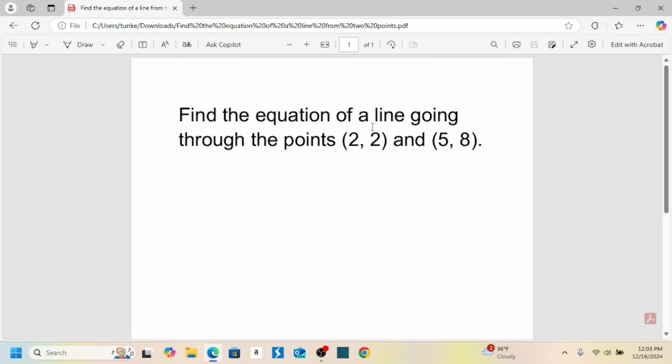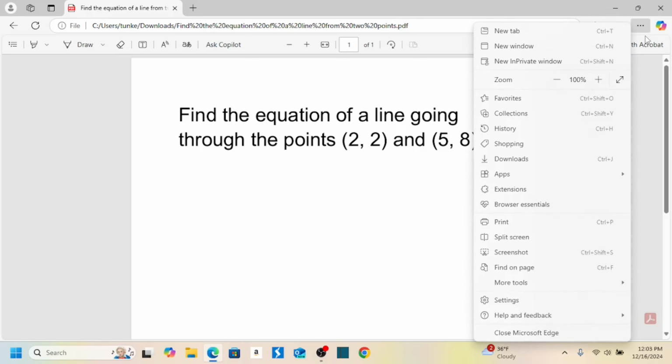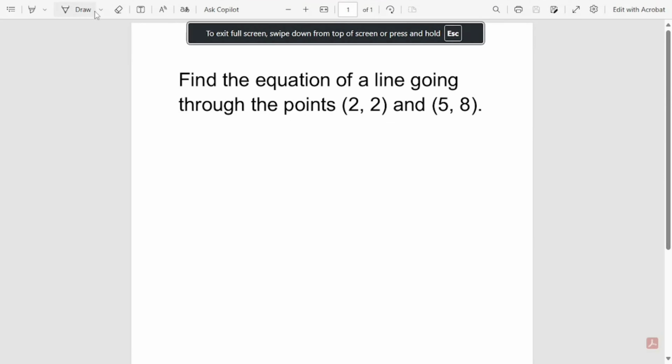So we have a problem that says find the equation of a line going through the points (2, 2) and (5, 8). Okay, so our first step here is we need to find the slope.